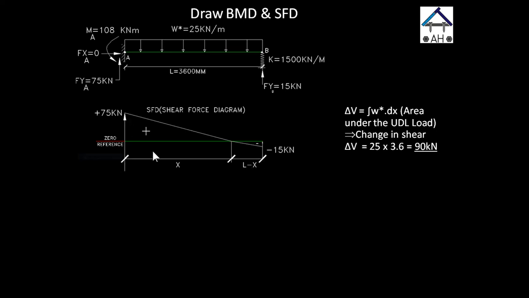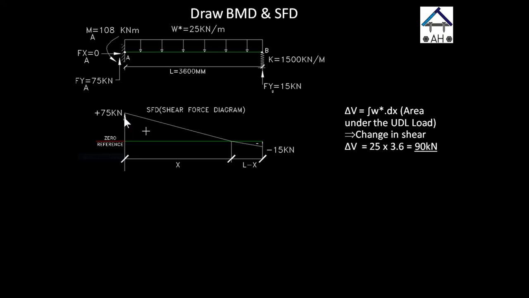So then we start from left to right. We always follow the direction of the reactions. At left we have a fixed end moment, MA, which does nothing to the shear force, so we can ignore it. We have a concentrated upward force, which we calculated before, 75 kilonewton, FYA. So at point 0, at the beginning of the beam, we go up to a positive 75 kilonewton.